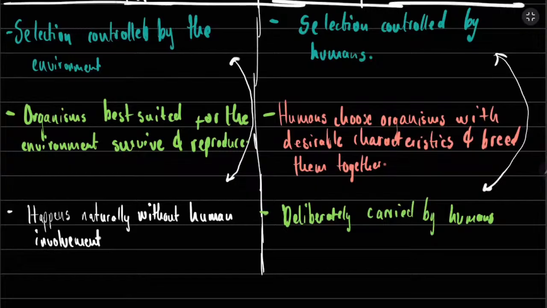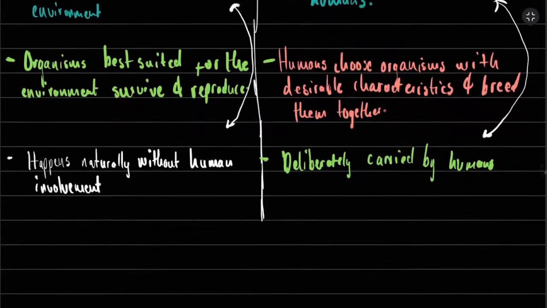But you must know that for natural selection, the organism best suited for the environment survives and reproduces more successfully. I should put that point. Then here, humans choose organisms with desirable characteristics to that particular human. Humans choose, oh, I like this one. Humans choose organisms with desirable characteristics and breed them together over and over again. Are we together?